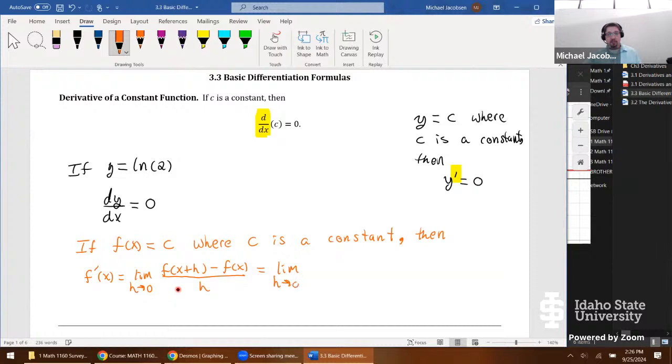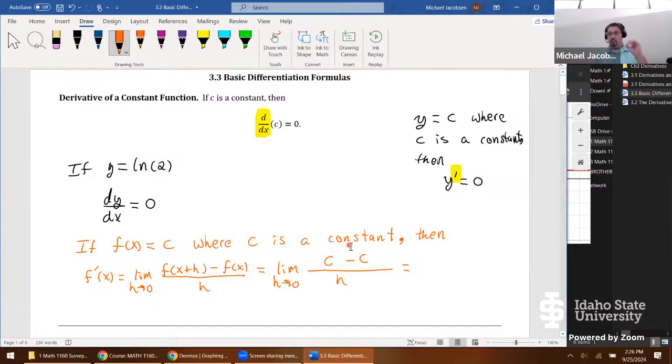It's the limit as h goes to 0 of, now in the numerator, f at x plus h. Well, if f of x is equal to c, that means f at x plus h is also equal to c. In other words, the function is constant, meaning no matter what you put in here, the output is always c. Then from here, f of x, that's just a direct substitution.